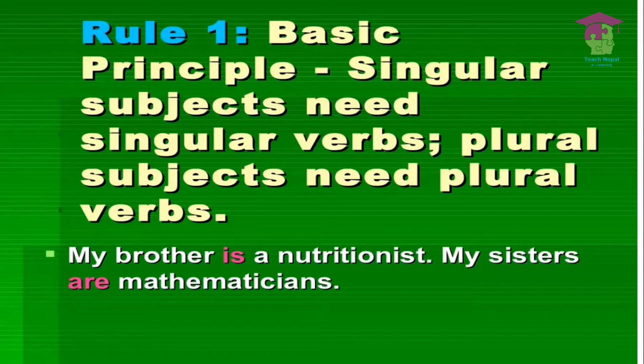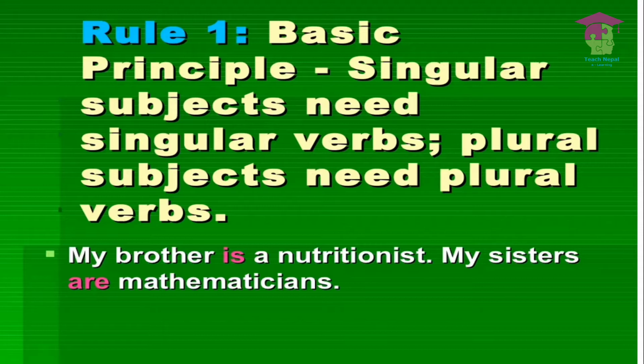One of the rules here is the basic principle, that singular subjects need singular verbs, plural subjects need plural verbs. For example, my brother is a nutritionist, my sisters are. So with my brother, you see, my brother here is a singular subject or singular noun. We use is, a singular verb, right? And are here is a plural verb.